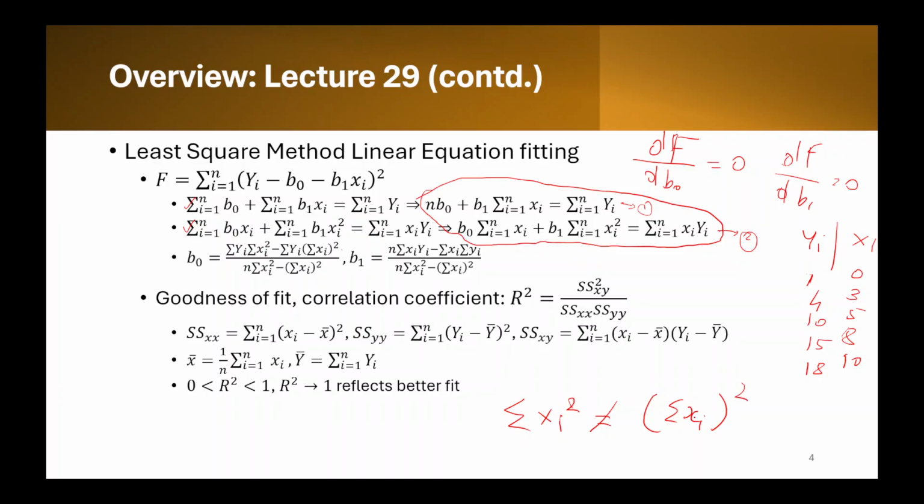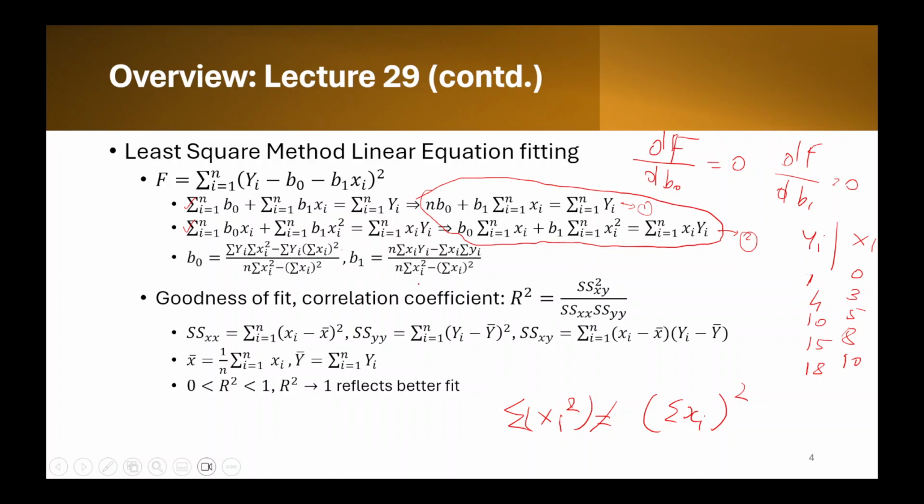For some cases, it may be equal. I'm not discussing that here. But in a general case, this is generally not equal. So what you do here is you square each of these xi beforehand, and then sum them. Here you get the sum of xi and then square it, which is basically not equal to this. So keep that in mind. And then in the denominator, n into summation xi square minus summation xi whole square. And then we get the expression for b1 as well.